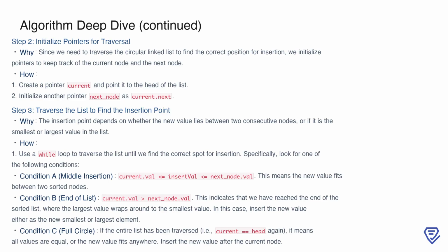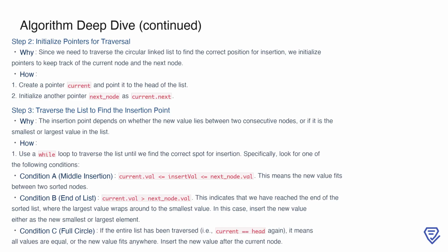The insertion point depends on three possible scenarios. The first scenario is when the new value fits between two consecutive nodes, meaning the condition current.val <= insertVal <= next_node.val is true. The second scenario arises when we reach the end of the sorted list, where the largest value wraps around to the smallest. In this case, we check if current.val > next_node.val and determine whether the new value should be inserted as the new smallest or largest element.